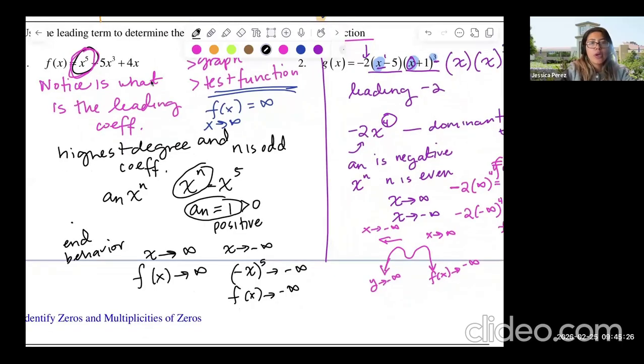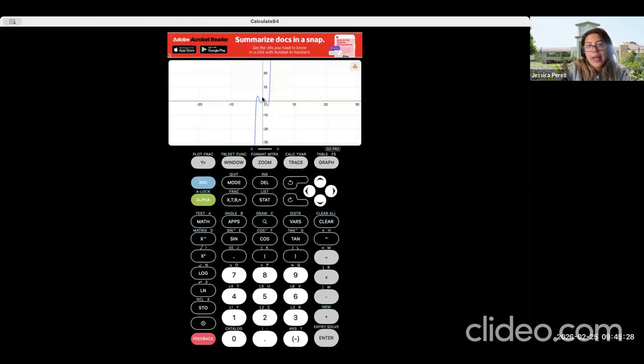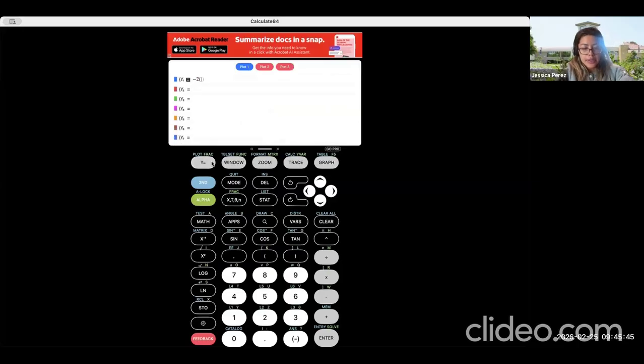So remember, if we go back to our screen, what happens as x goes to negative infinity? You're going now this direction. My y is negative. So you can look at it based on a graph substitution. And then if we remove this graph and put in the new graph, the new function is -2 times (x minus 5) times (x plus 1) to the third power. And then we're going to graph that.